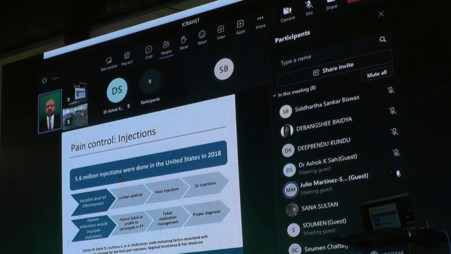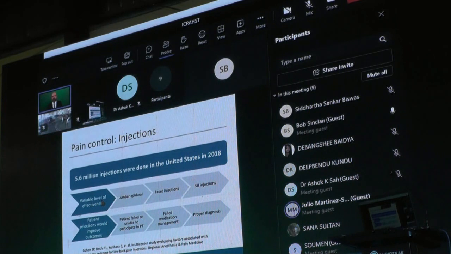Now, for injections, in the United States in 2018, we did 5.6 million injections. That's a lot of injections. They discovered in a study done in 2022 by Cohen that these injections have variable levels of effectiveness. They did epidurals, facets, and SI joints, with variable levels of effectiveness. Why was that? Because they were not selecting the patients correctly. I personally recommend that patients are selected as follows.